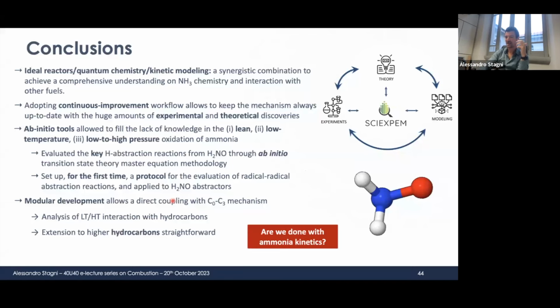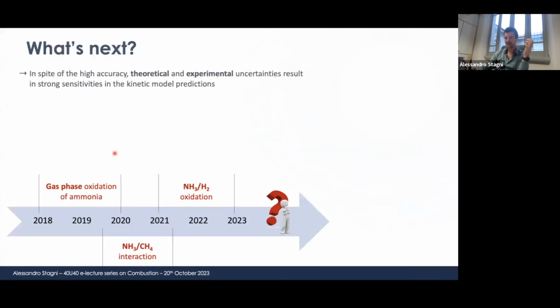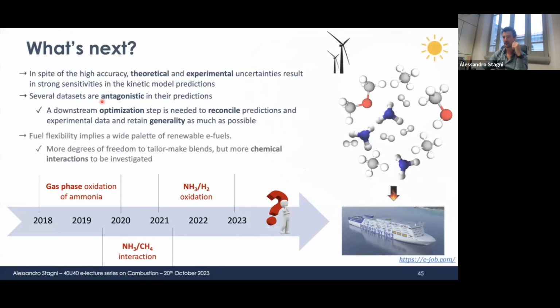So again, for the last time, are we done with ammonia kinetics? There is a lot to be studied yet. We have not completed the part completely. We have arrived at a very good point for the gas phase oxidation and the interaction with the basic fuels, so methane and hydrogen. But in spite of this, the theoretical and experimental uncertainties, as we show, result in very strong sensitivity in the prediction of the kinetic model. Several datasets are antagonistic in their predictions. So if we improve one, the second one gets worse. And so an optimization step is needed to reconcile prediction and experimental data.